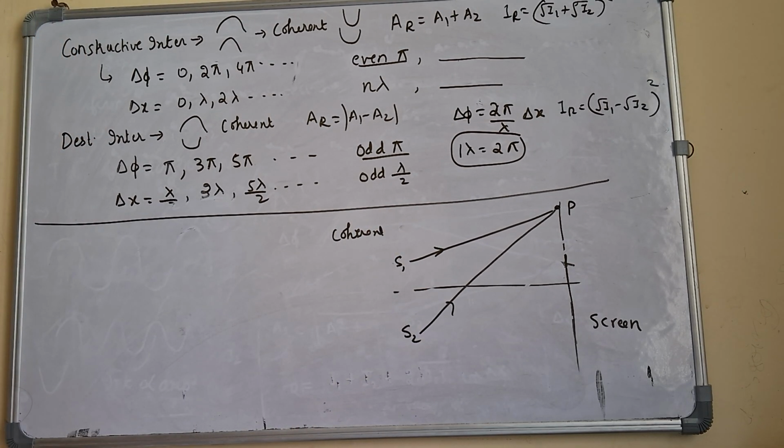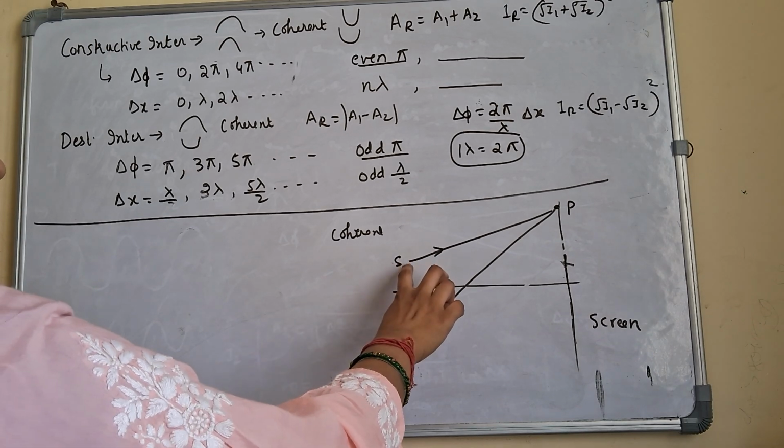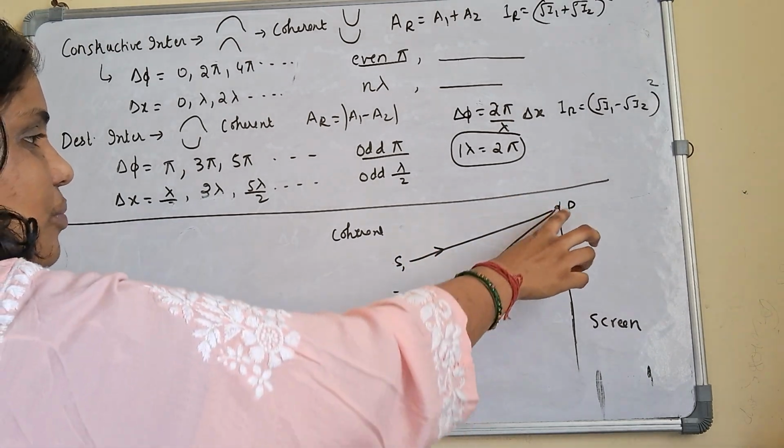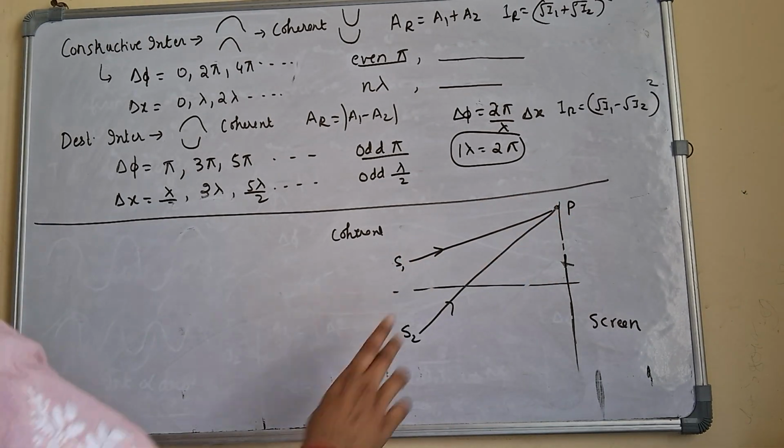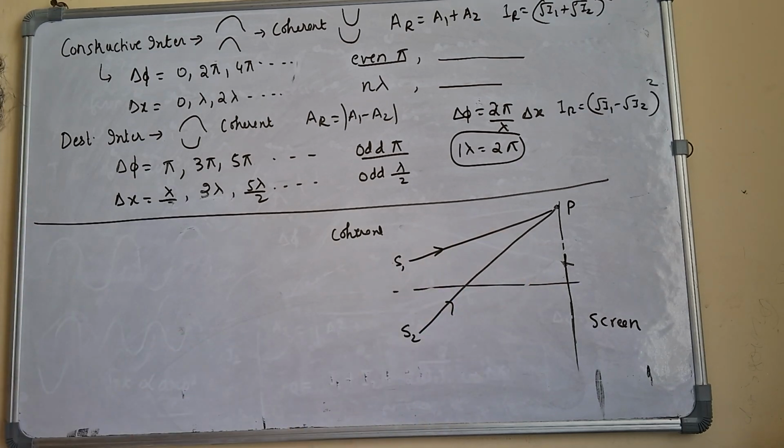That means, what is the meaning of coherent source? It is consistent, they should have the same frequency or same wavelength, and they should be in phase, correct? Now, the light waves will reach P, the light waves from here will reach P also. Now, because this is farther, there will be a phase difference, correct, and also a path difference.